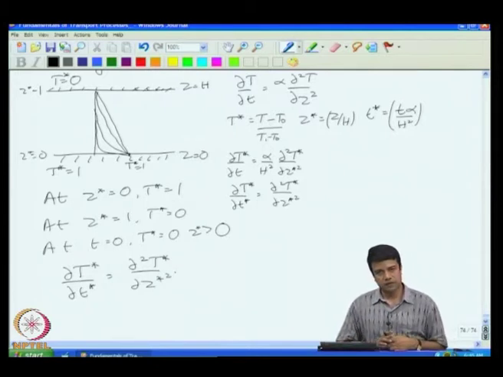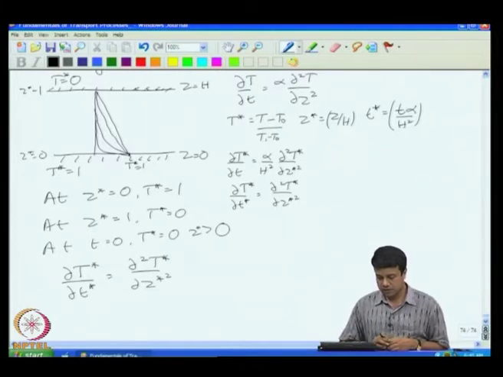This is my final equation for the temperature profile with these boundary conditions. At z equal to 0, T star is 1. At z equal to 1, T star is equal to 0. And at t equal to 0, T star is equal to 0 for all z star greater than 0. And this is still a partial differential equation.